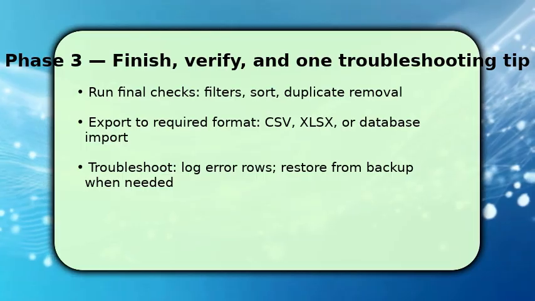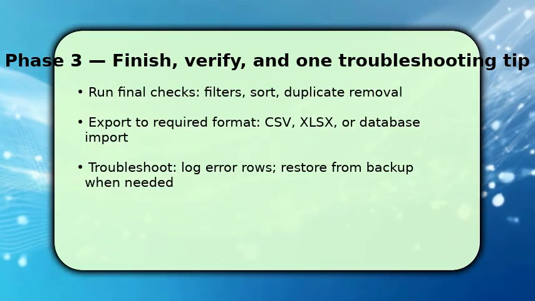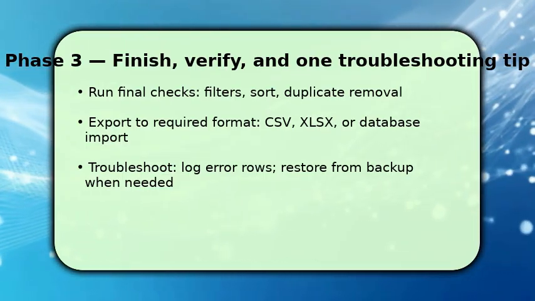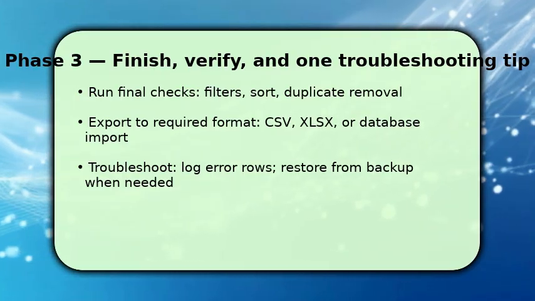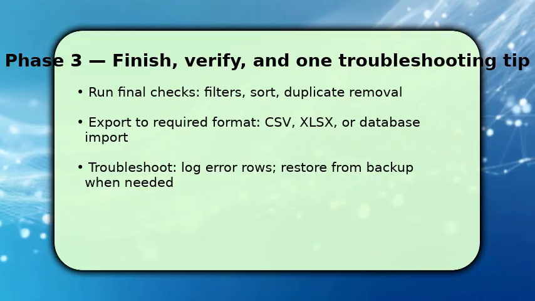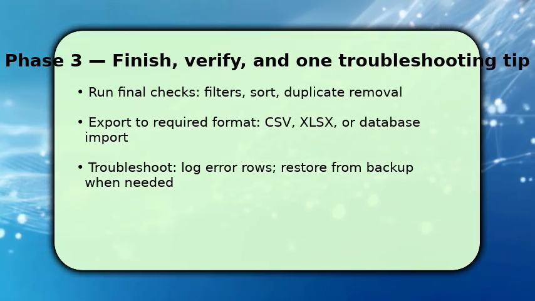If errors appear, isolate problematic rows and log the issue with source references so you can correct efficiently. One key troubleshooting tip: if massive corruption occurs, revert to the last backup and reapply only the most recent, verified changes.